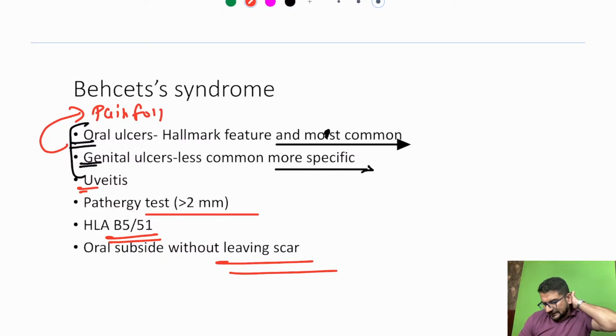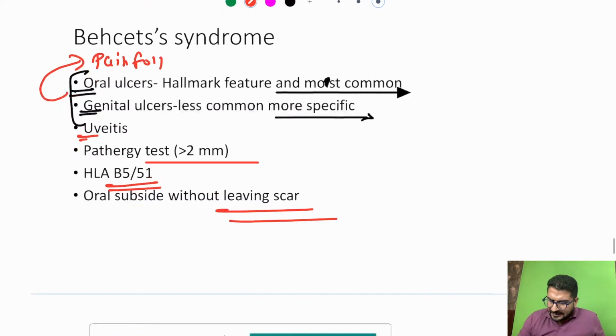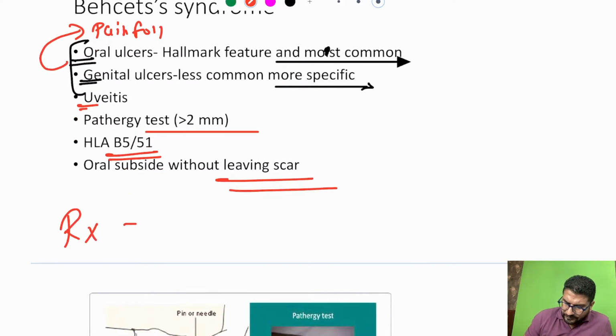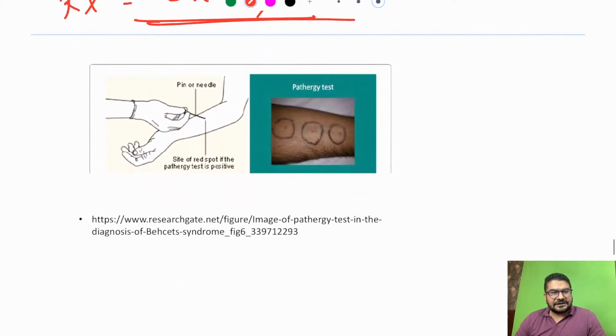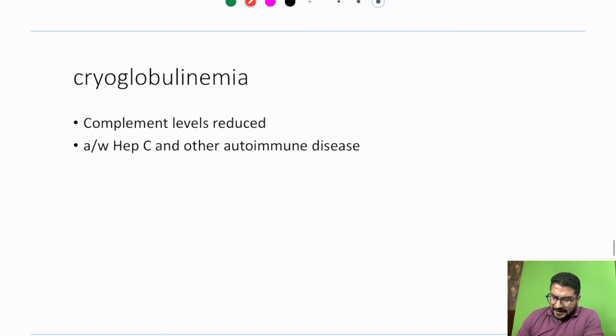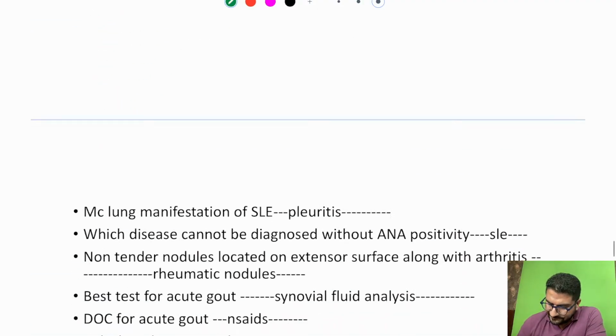So we also call this Silk Road disease, Behcet syndrome. And in treatment, what we give is steroid. So this is the pathergy test that we do for Behcet disease or Behcet syndrome. A very rare type of vasculitis, just आपको याद रखना है, this is something which is associated with hepatitis C, that is called cryoglobulinemia, और essential, पूरा नाम होता है essential mixed cryoglobulinemia और cryoglobulinemic vasculitis.